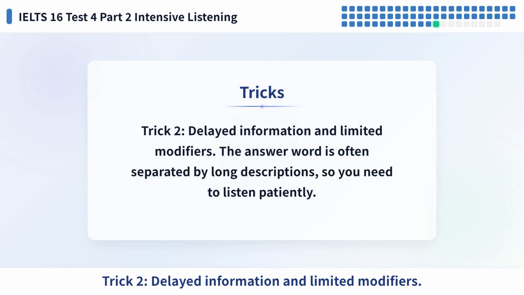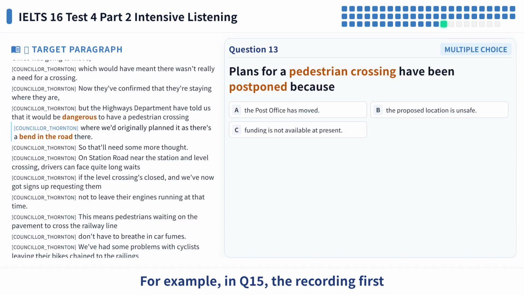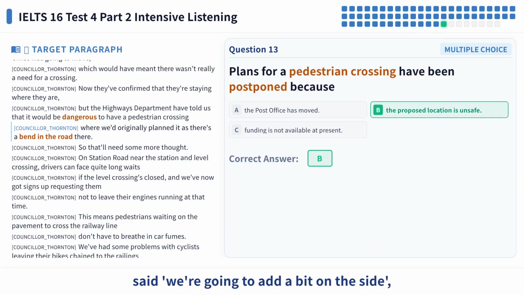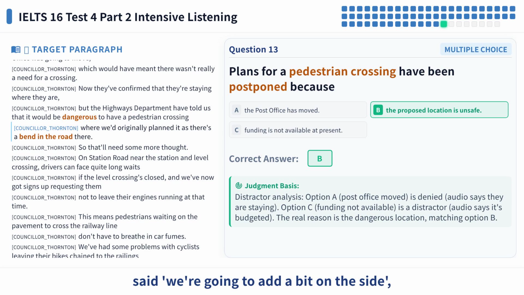Trick 2. Delayed information and limited modifiers. The answer word is often separated by long descriptions, so you need to listen patiently. For example, in Q15, the recording first said, we're going to add a bit on the side, and only at the end said, to make it wider.